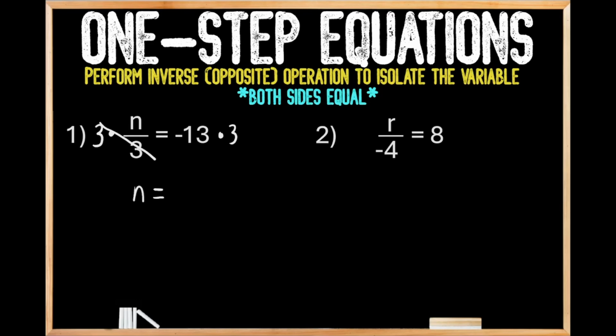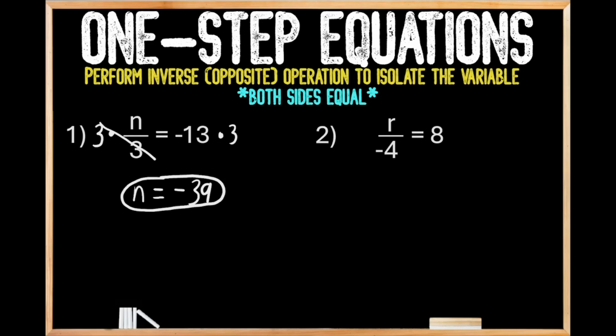And then for the right-hand side here, we're going to be multiplying negative 13 times 3. Since we're multiplying a negative by a positive, we're going to get a negative product. So when we multiply negative 13 times 3, we get negative 39. So n is equal to negative 39.